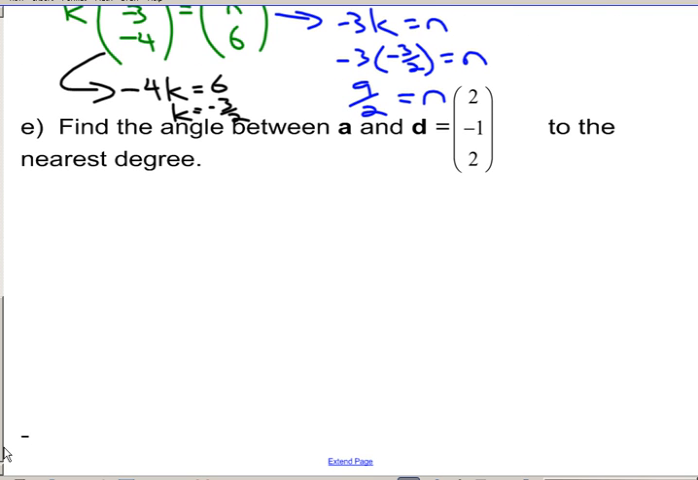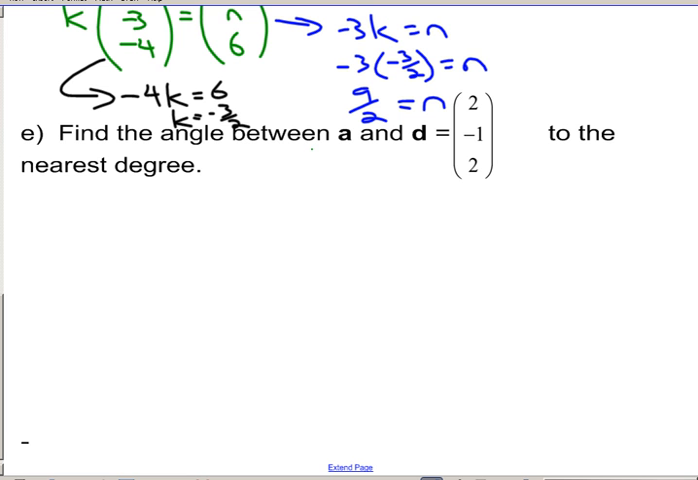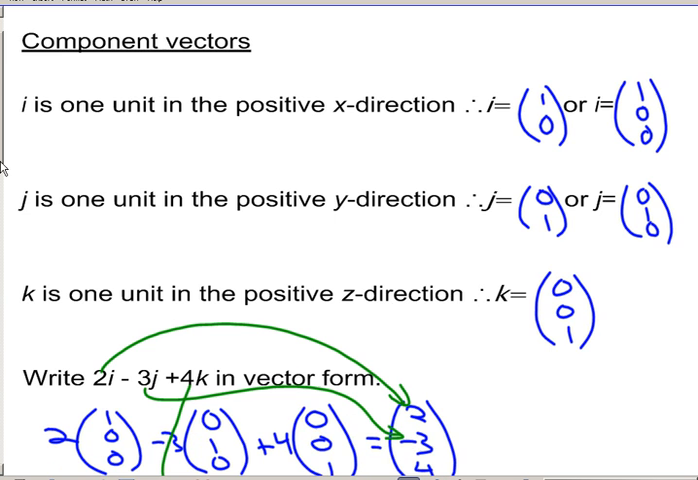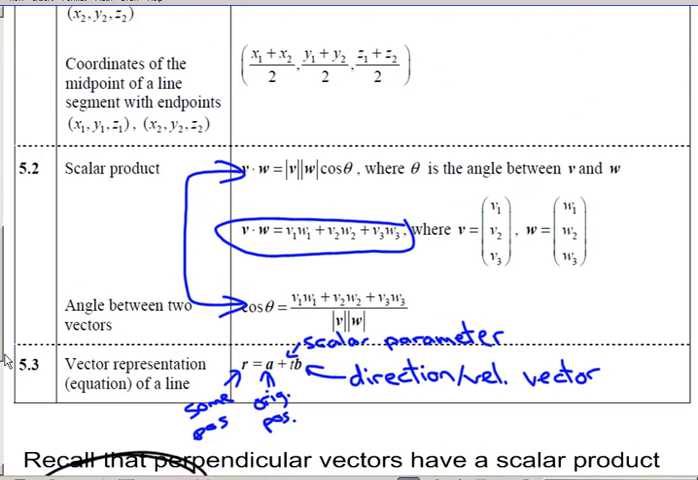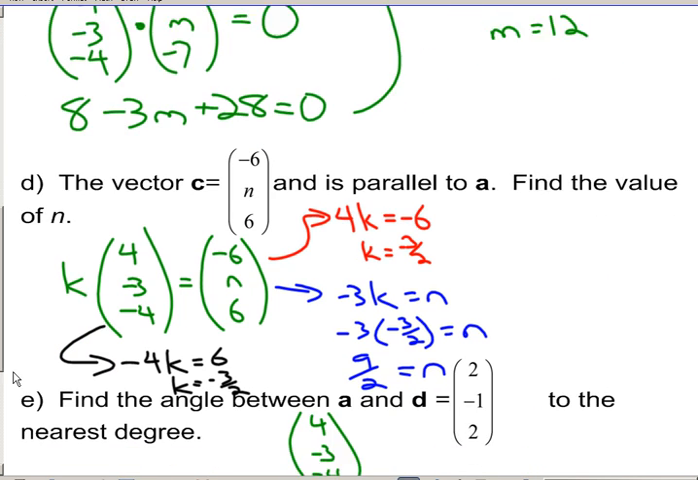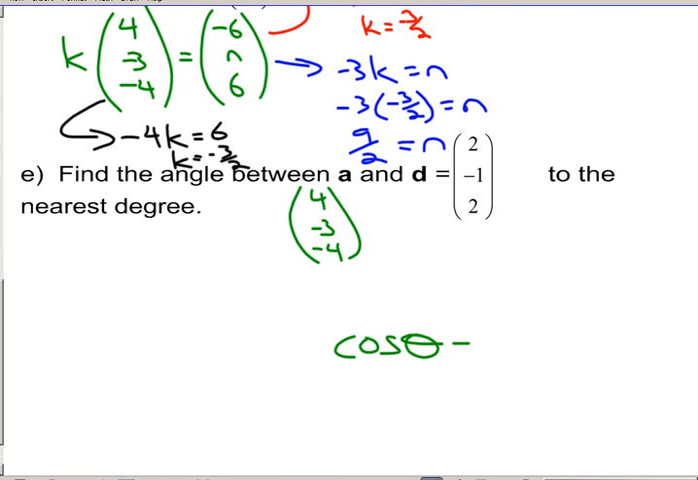Find the angle between A and D to the nearest degree. Okay, and A, recall, was 4, negative 3, negative 4. Here's what we need to use from our formula booklet: angle between 2 vectors. And they're nicely labeled here. If you're not quite sure, just go to the vector section of your formula booklet and look for the headings. Angle between 2 vectors, there it is. Now this means just the dot product of v and w. So for us, we just happen to be using different letters. We're going to have cos theta is the dot product of our 2 vectors that we're interested in over the magnitude of A and the magnitude of D.